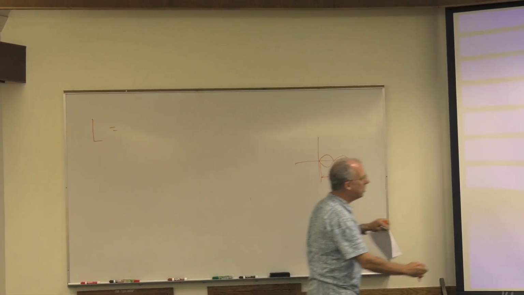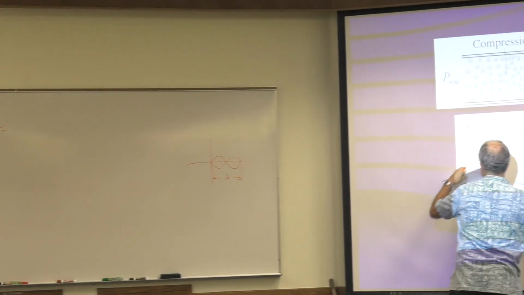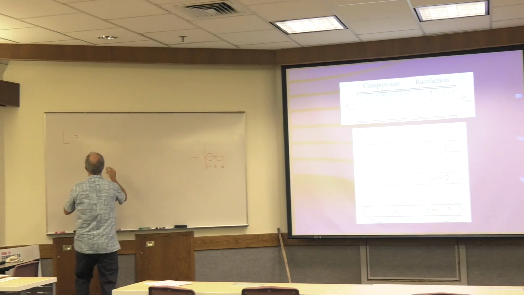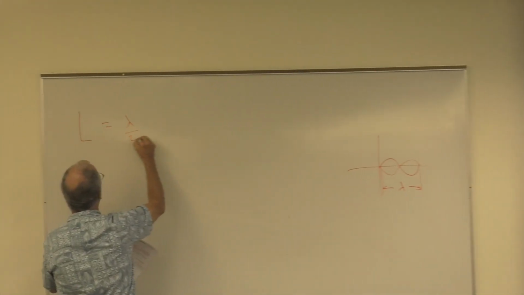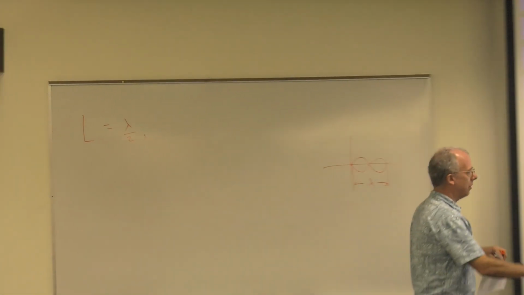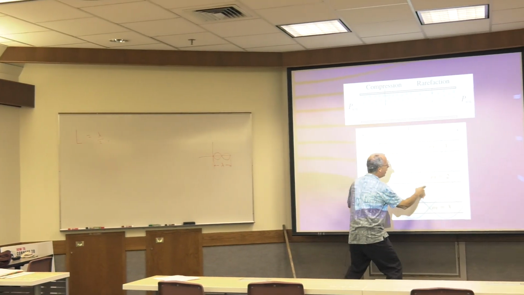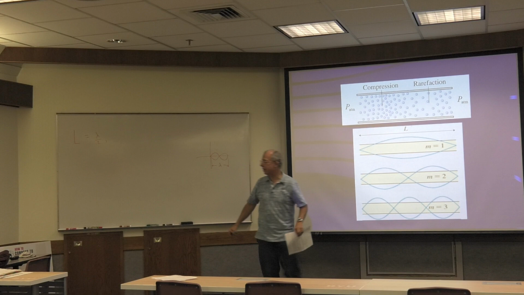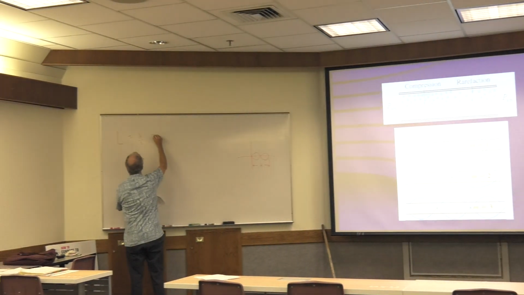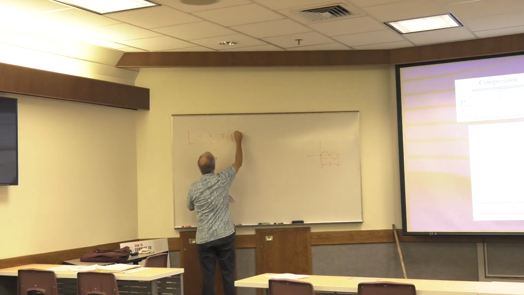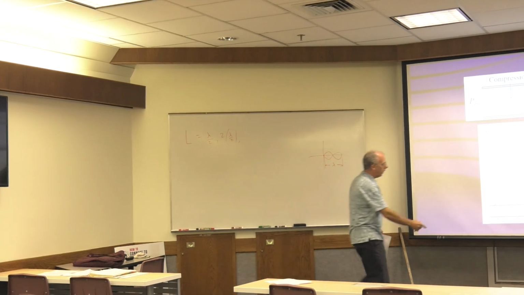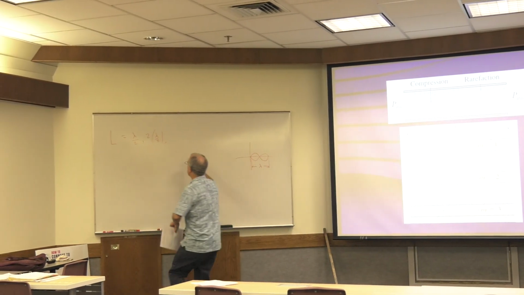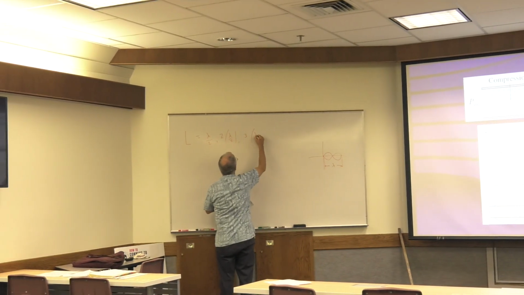All right, so what is this? That's this part, so it's a half a wavelength. So L is a half a wavelength, okay? Now what's this? Well, that's a complete wavelength, or let's say it's 2 half wavelengths. And what's this? It's 1.5 wavelengths, so it's 1, 2, 3 halves. So we have 3 half wavelengths.